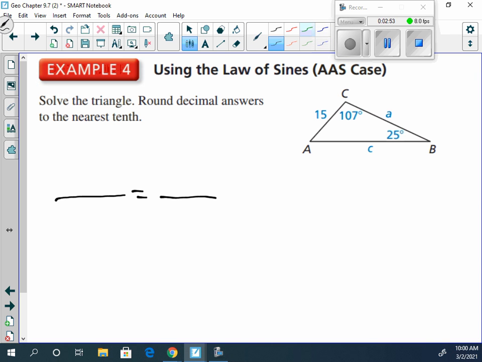Now we're given this triangle here, ABC. We're told that angle C is 107 and angle B is 25. And we're given a side length of 15. Side length B is 15. And what we want to do is solve for all the missing sides and angles. And we're going to round to the nearest tenth. So can we find the missing angle?